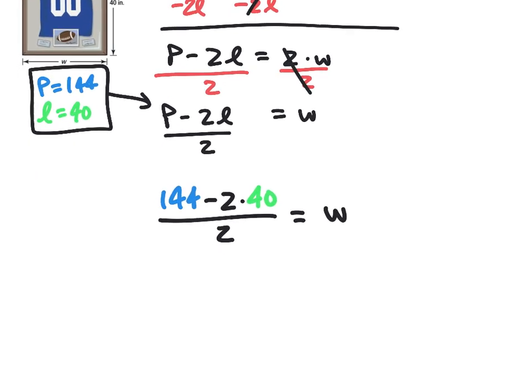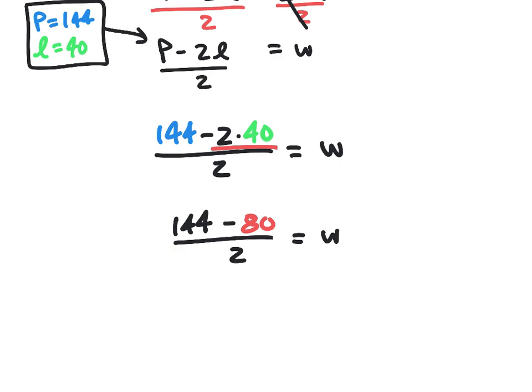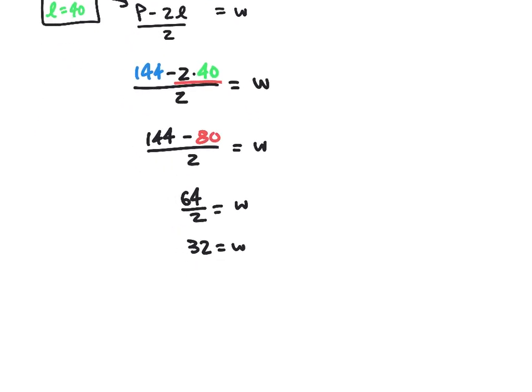Now, if I just want to evaluate this, the first thing I'm going to do is multiply 2 times 40. So I'm going to get 144 minus 80, and then divide that by 2, and that's going to be equal to the width. If I take 144 minus 80, that's going to give me a value of 64 divided by 2, which is W. And then 64 divided by 2 ends up giving us 32. And that's our width. This is in inches, so we want to make sure we label that. So our width is equal to 32 inches.